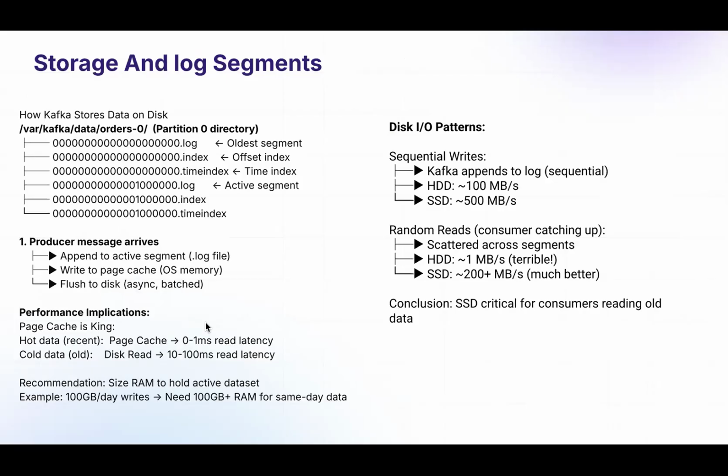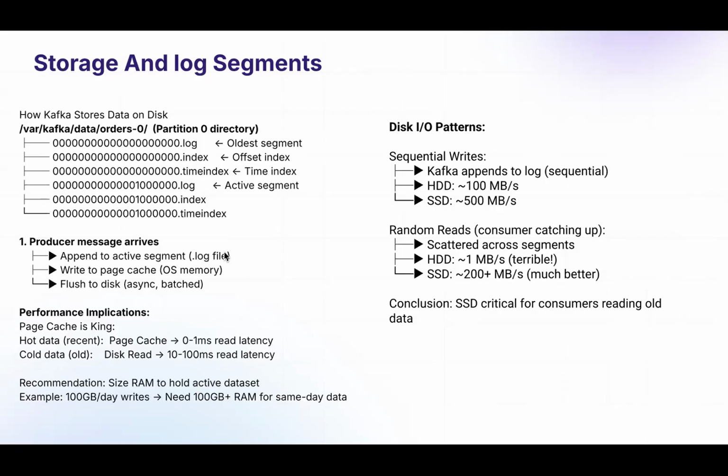Let's look at what is actually happening on disk. Each partition is a directory containing multiple log segment files. You can see here partition 0 has these .log files, which are the message data, plus .index and .timeindex files for fast lookups. When a producer message arrives, Kafka appends it to the active segment in the page cache and eventually flushes to disk asynchronously in batches.